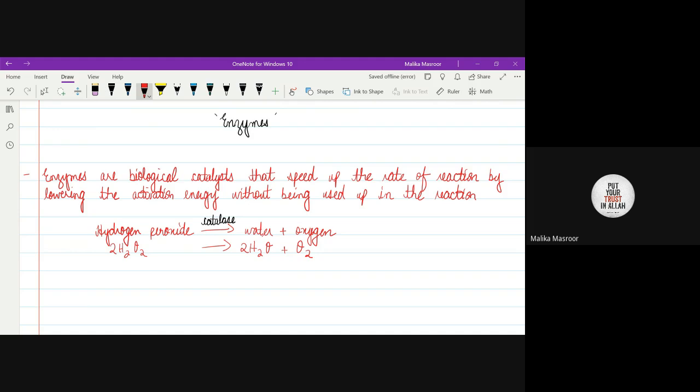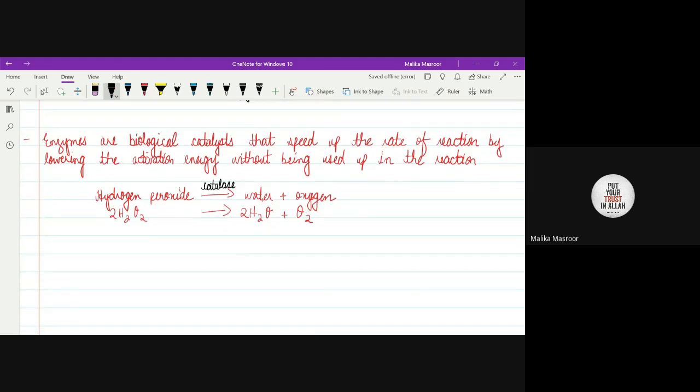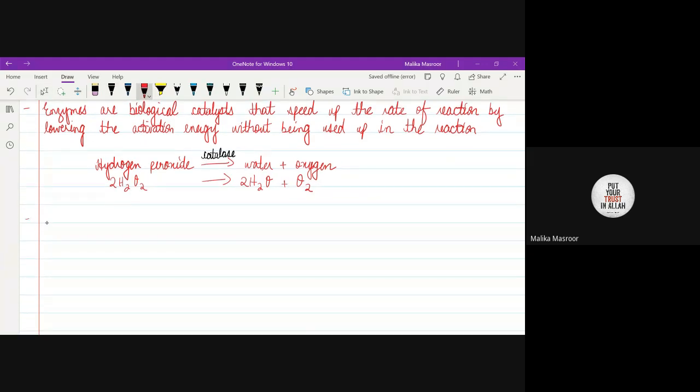Balanced. Right? Now if I talk about naming of enzymes, majority of the enzymes end in ASE. Agreed? Yes. Right? For example, enzymes that catalyze the breakdown of carbohydrates are called carbohydrases. And those that catalyze the breakdown of proteins are called proteases. Those that catalyze the breakdown of lipids are called lipases. Agreed?